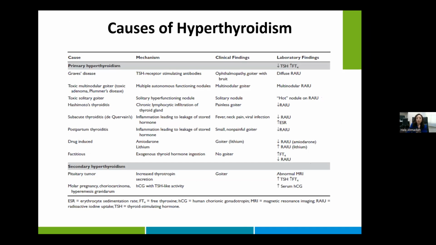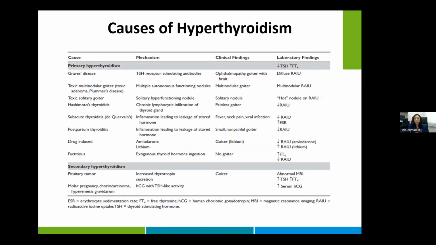When we want to talk about the causes of hyperthyroidism, again, we can classify it as primary or secondary. So the primary is basically a problem within the thyroid gland itself. The most common primary hyperthyroidism cause is Graves' disease, an autoimmune disease where the body has an increase in the thyroid stimulating hormone receptor stimulating antibody, which basically stimulates the TSH receptor continuously.